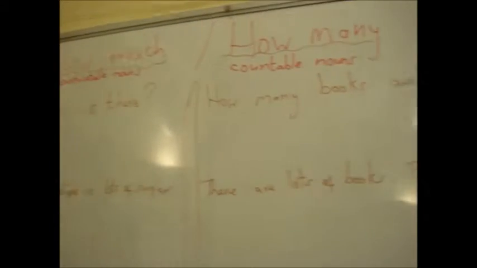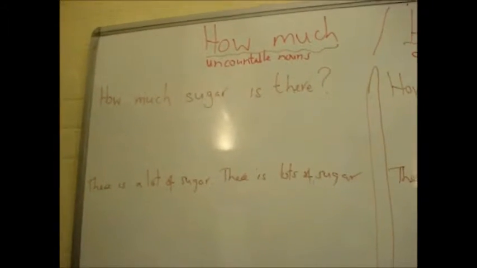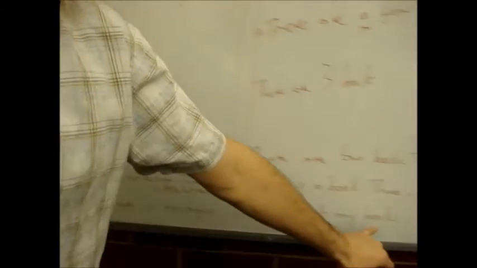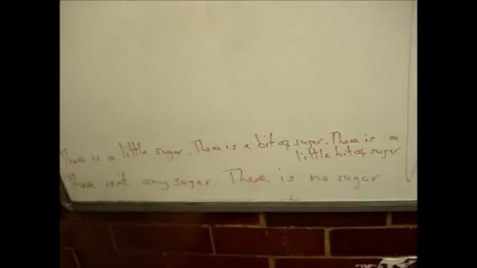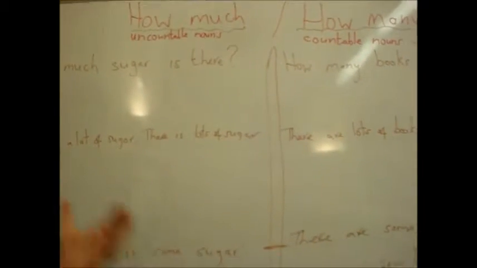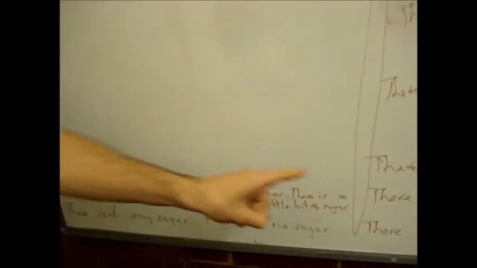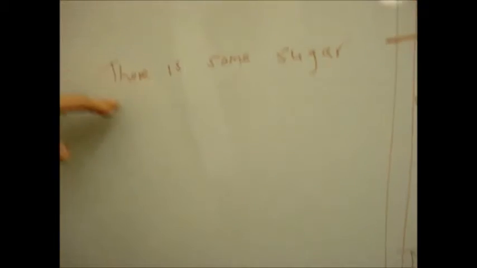Over this side, on the uncountable noun side, some things are similar. There isn't any sugar, there is no sugar. For when we use countable, we say there aren't any books. Here we say there isn't any sugar, because remember, uncountable nouns can only be singular. We can only use is or isn't. Then when there's a little bit, we can't say 1 or 2, because it's uncountable. We have to say there is a little sugar, or there is a bit of sugar, or my favourite, there is a little bit of sugar. I like that. Then we go up a little bit higher to some sugar.